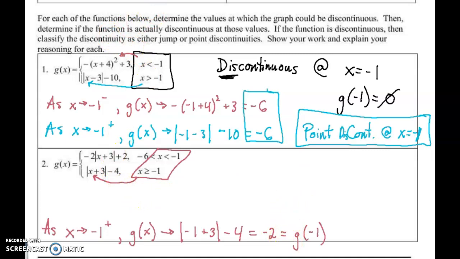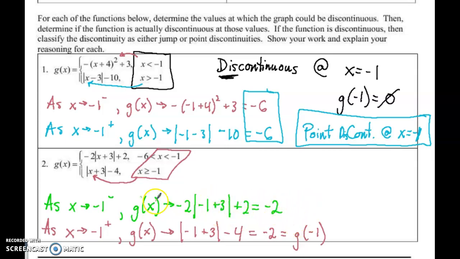Let me just change to a different color. So you have to do x approaches -1 on the left side now. And the left side is that top equation because it's less than. So -2 times the absolute value of -1 plus 3, plus 2. So -1 plus 3 is 2. Absolute value is 2, times -2 is -4, plus 2 equals -2. So as you look at it, the left side equals the right side, which equals the function at the point. That is, all three are the same. This is a continuous function.